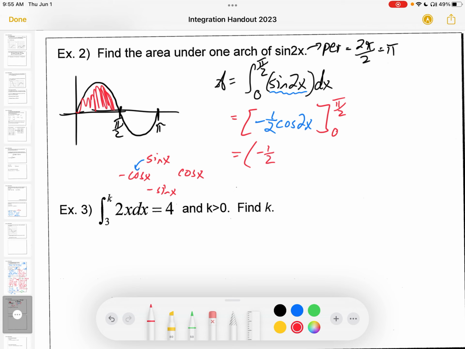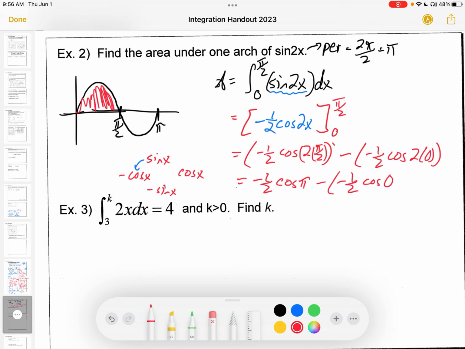And now let's just work this through. So negative a half cosine of 2 times pi over 2, minus negative a half the cosine of 2 times 0, colloquially known as 0. So this is negative a half times the cosine of 2 times pi over 2. That's just pi. Minus negative a half times the cosine of 0.